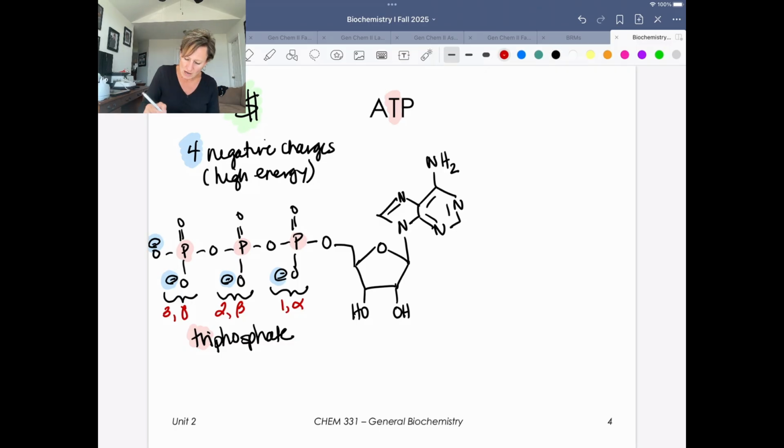And remember, when we talked about things being high energy, we used squiggle bonds like this. So I've got 2 bonds here that we call high energy or squiggle bonds. Okay, and so these are high energy bonds.